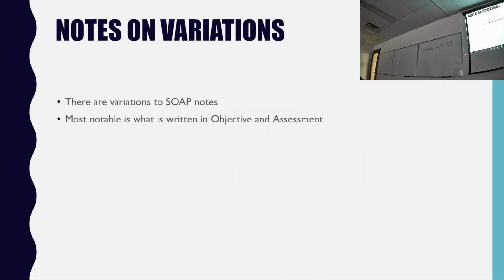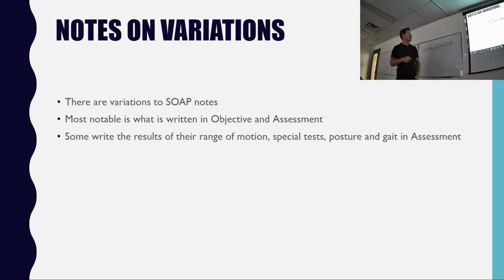Notes on variations. So the most notable is what's written in the objective and assessment. The reason I say this is because this system is made for nurses, and massage therapy have kind of done our best to twist it so it works for us, is sometimes what is written in objective and assessment changes. So some write the results of range of motion in assessment because that is part of orthopedic assessment. That's not wrong, it's just not the way I teach it.